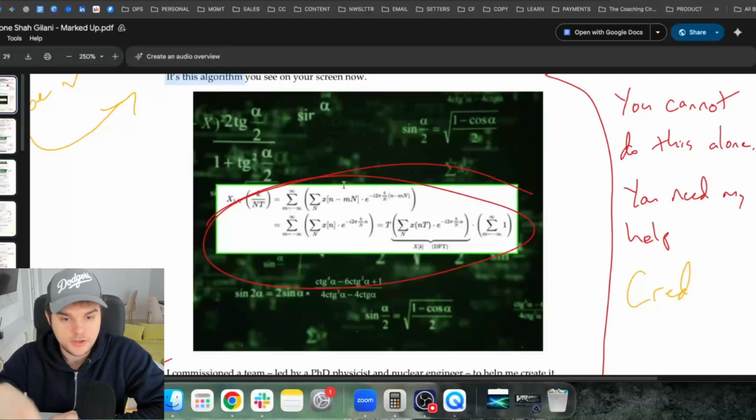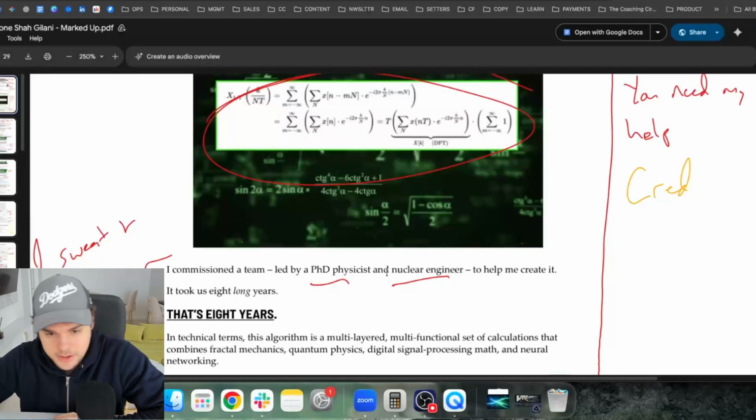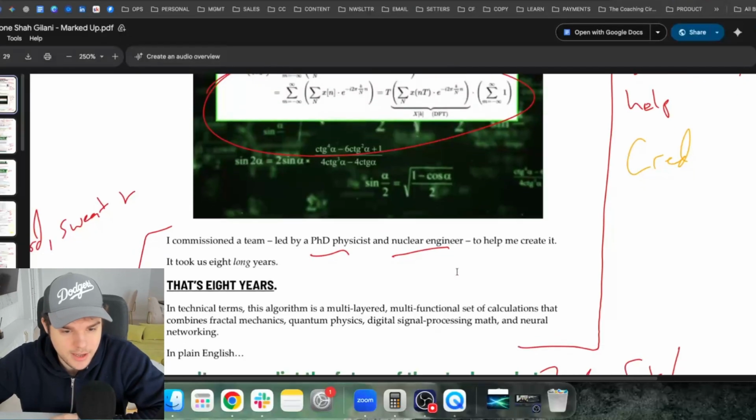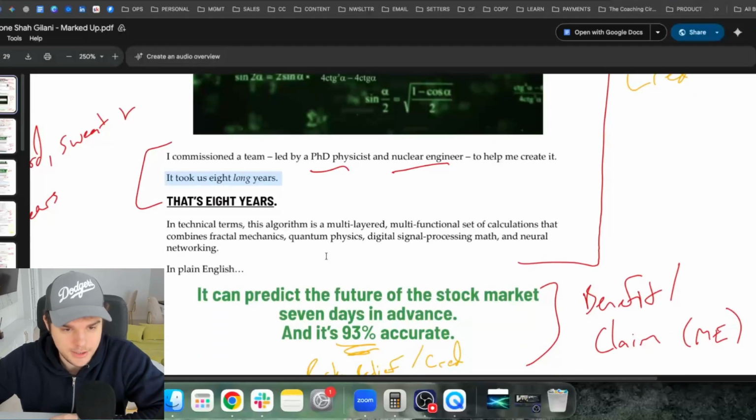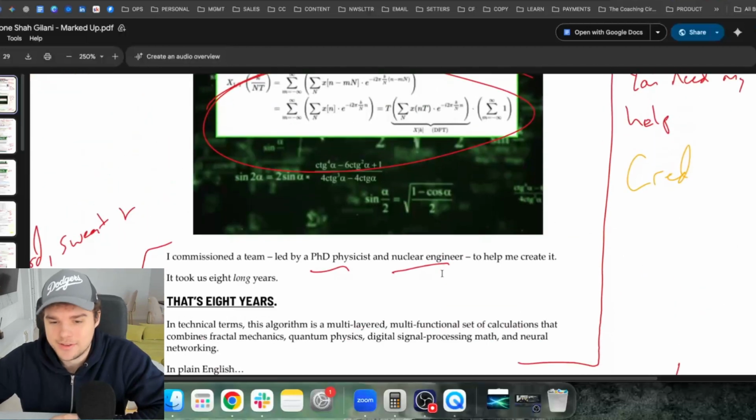In this case, the unique mechanism is a very, very complex algorithm that he created with help from a PhD physicist and a nuclear engineer. They helped him create it, and it took them 8 long years. This algorithm can predict the future of the stock market 7 days in advance, and is 90% accurate. So this is absolutely insane.